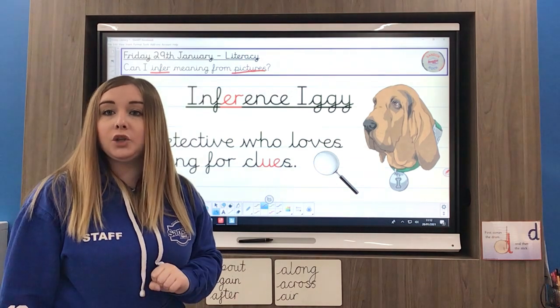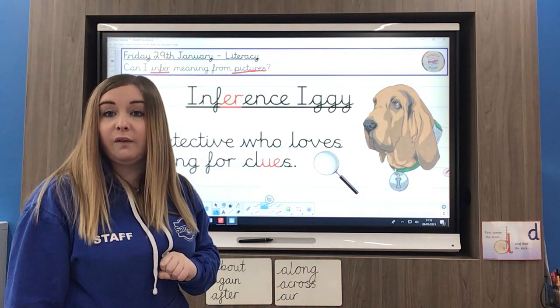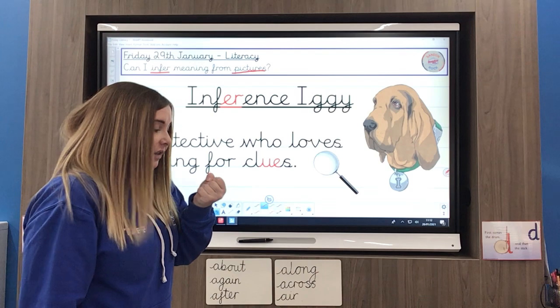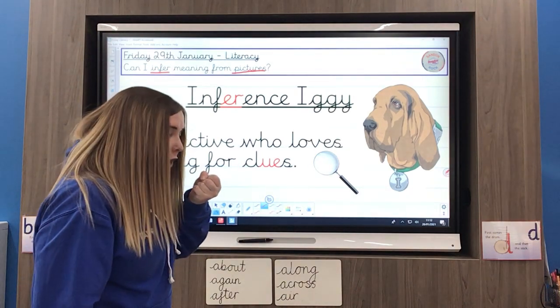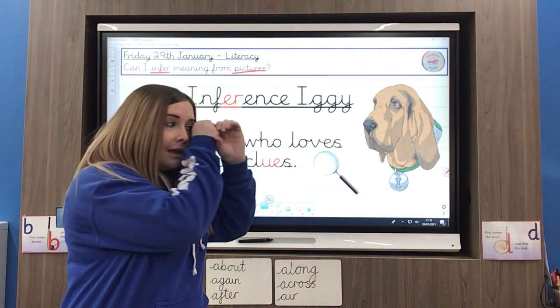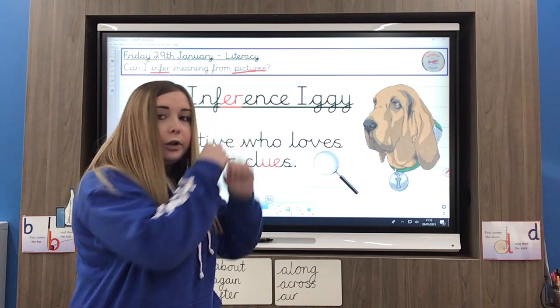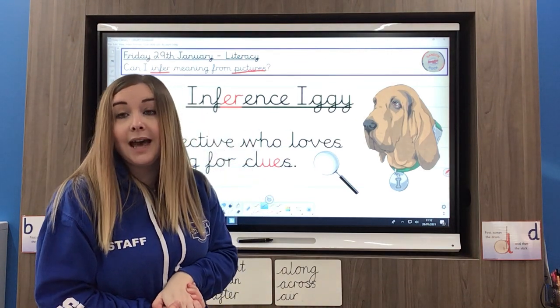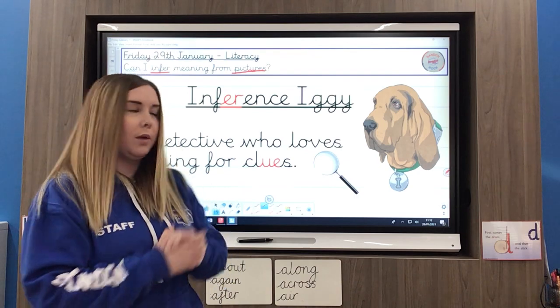And remember our actions for when we are inferring Year 4. So some of us hold our magnifying glass like this as if we're looking for our clues, or others create their telescope to help them to look for clues. I want to see you doing that today with your learning, okay?